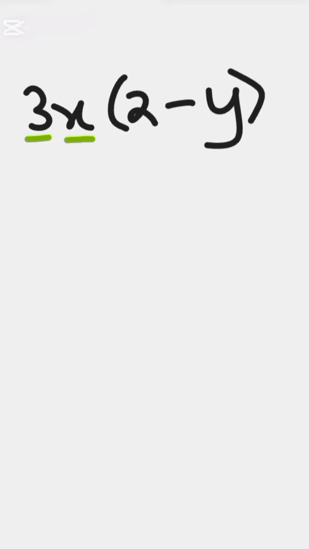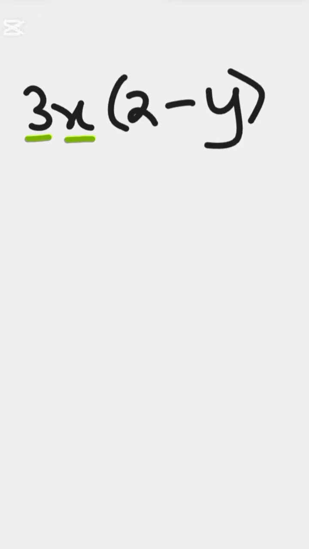So we're going to use the same method. We are going to use the distributive method. So we are going to multiply whatever we have outside the brackets by everything we have inside the bracket. So we are going to have the 3x multiply the 2 minus y. Now let's see how we go about that.